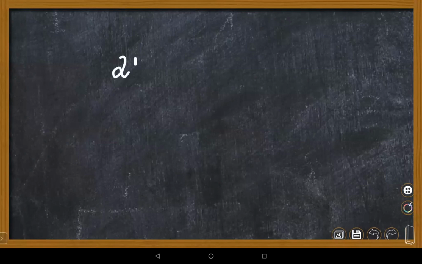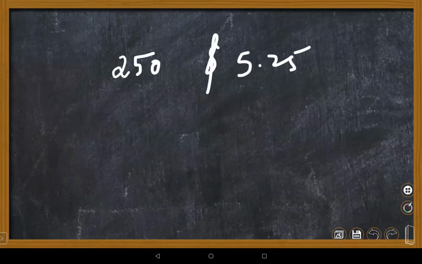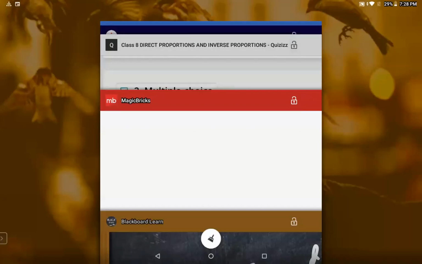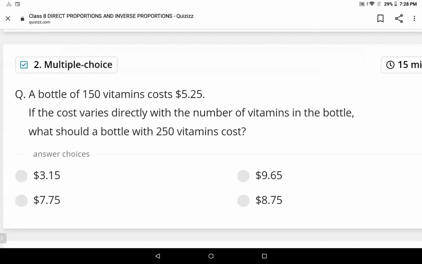Yeah, you just see, children, what is the question? It's regarding vitamins. A bottle of 150 vitamins costs $5.25, right? Yes, ma'am. Ma'am, 150 vitamins cost $5.25. And what should a bottle with 250 vitamins cost?